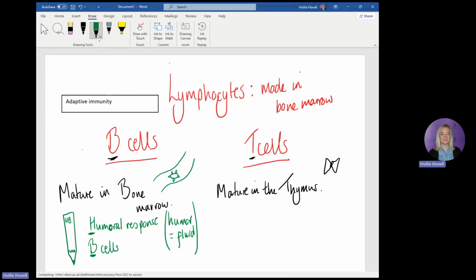On the other hand, our T cells, I've got a little reminder for how to remember what they do as well. What I think for this one, see if you can guess what I'm drawing. Let's do some Pictionary along the way.